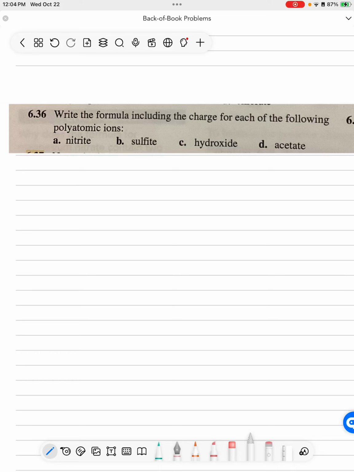Okay, this is 6.36, and it's just naming a polyatomic ion and writing the formula, including its charge. This is one of the back of the book problems, so I'm just going to do A and D again.